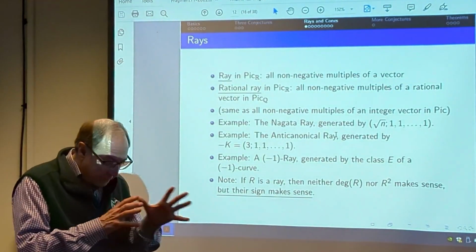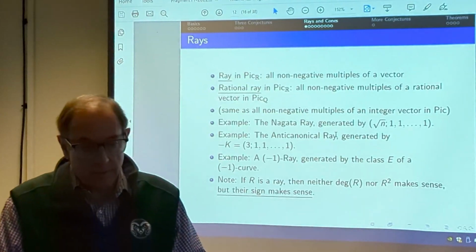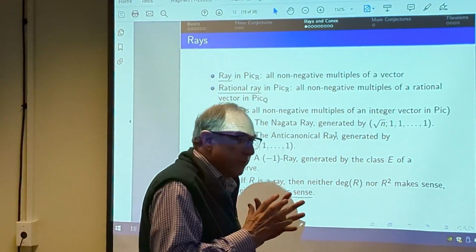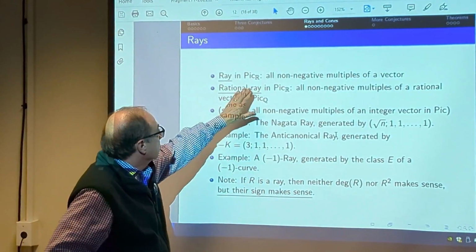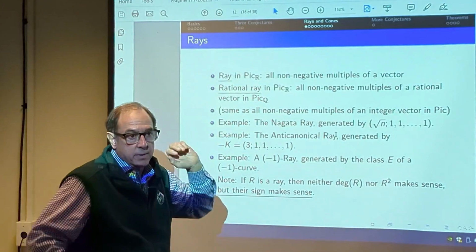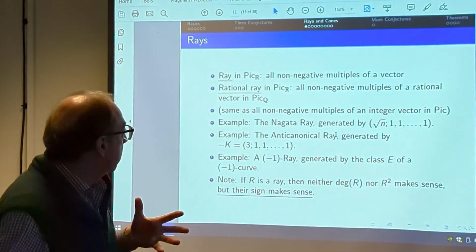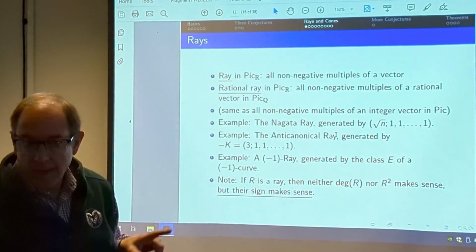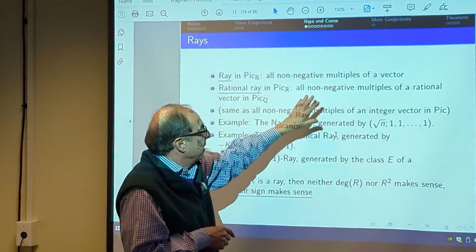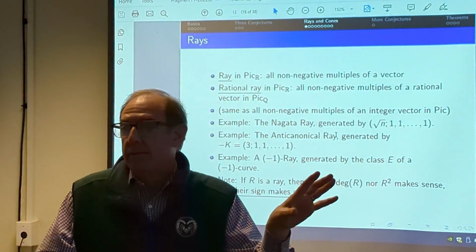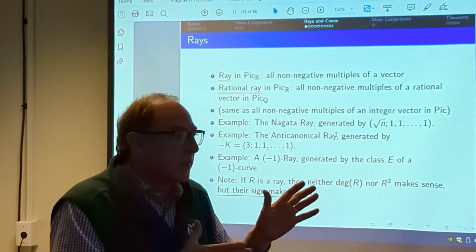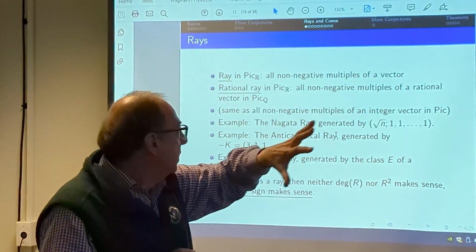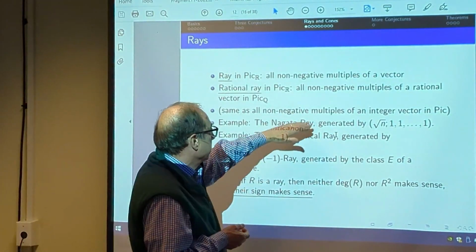All right, so now let's shift our attention to the Mori perspective of the rays and cones in the Picard group. So let's look at the real Picard group, with real coefficients. So it's a real vector space. A ray is just all the non-negative multiples of a vector. So it's sort of a half line. And a rational ray is the non-negative multiples of a rational vector. Every rational vector has a multiple that is an integer vector. You clear the denominator, so it's all non-negative multiples of an integer vector.